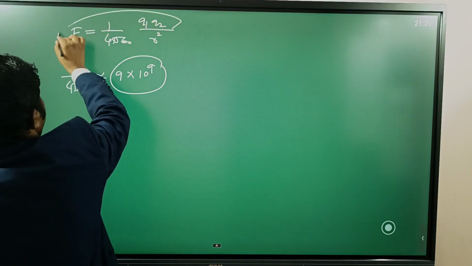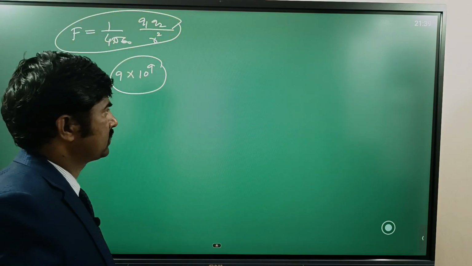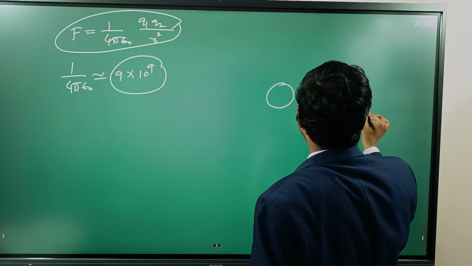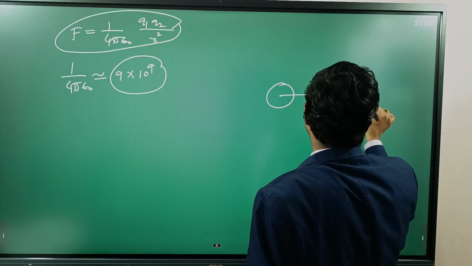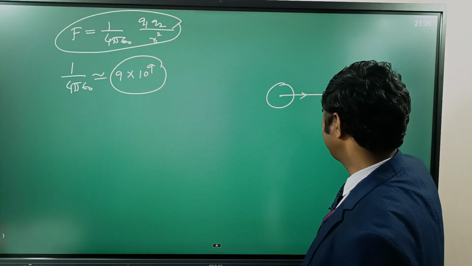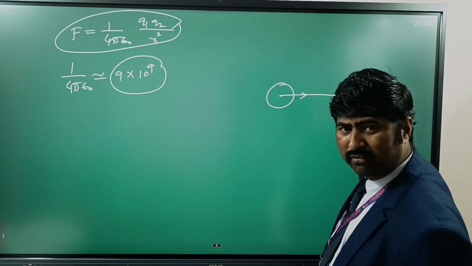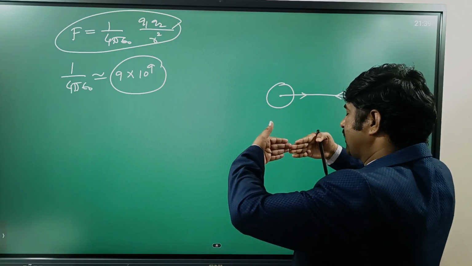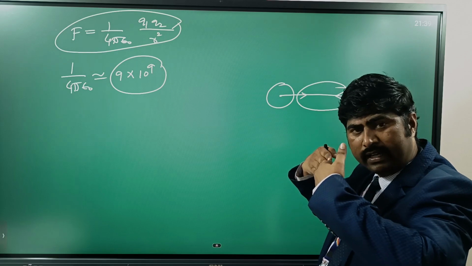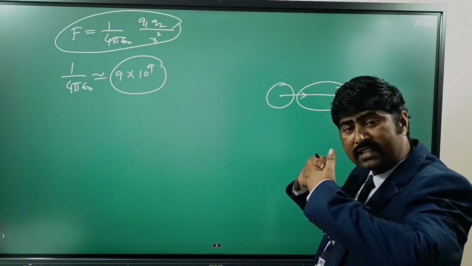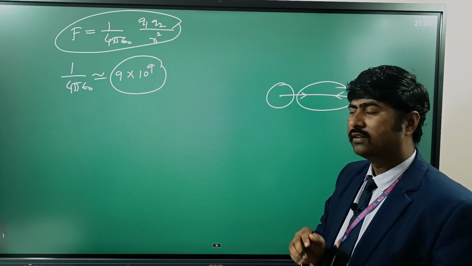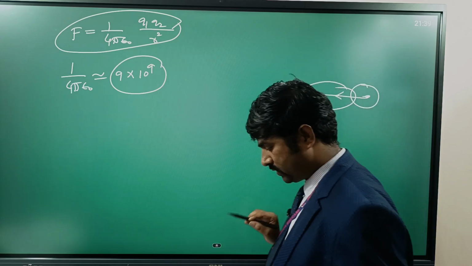This is about Coulomb force. The direction of force, as I told you, this is the magnitude of force, and the direction of force is acting along the line joining the two charges. So the direction of force is lying along the line joining the two charges. Are you clear? So this is the direction of force.